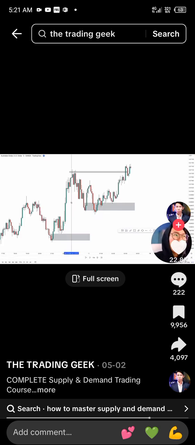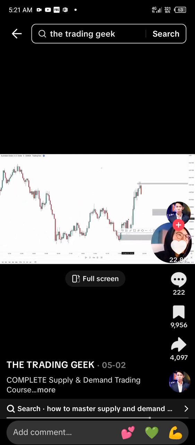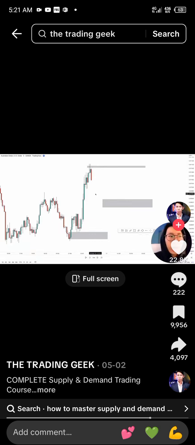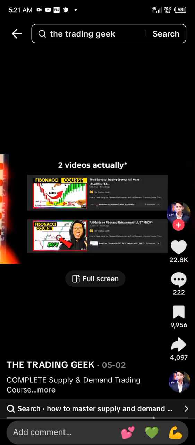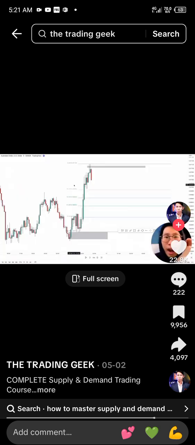For example, this trade right here, the moment price starts retracing right here, just like this, I will pull out my Fibonacci. I drag it from this swing low all the way up to this swing high right here, and literally just drag it across like this. Right now I am waiting for price to retrace all the way down to one of these retracement levels. I've done a full length tutorial on Fibonacci retracement and how you can use it to get high win rate trades, which you can check out after this video.